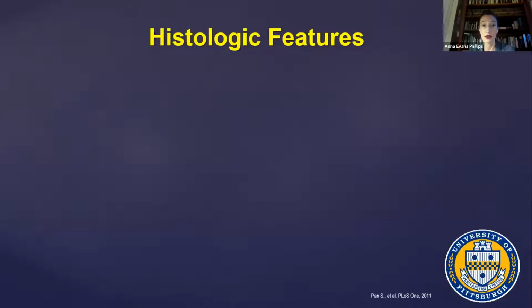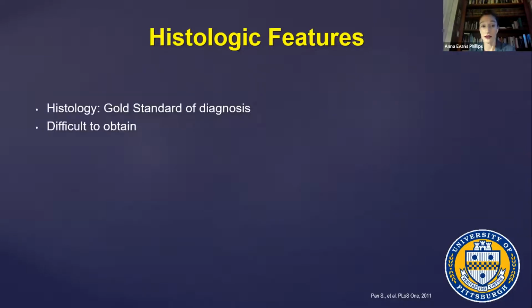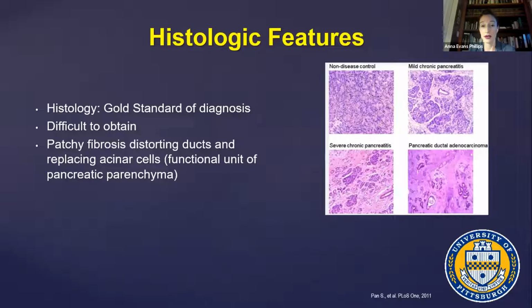Now, the kind of gold standard for chronic pancreatitis would be histology. In other words, a sample of the pancreas that comes directly from the organ itself, which could be compared to other samples. However, this is, as you can imagine, very difficult to obtain, mainly because we don't frequently biopsy the pancreas. That can certainly result in acute pancreatitis, and so this is avoided unless it's absolutely necessary or there's an appropriate clinical situation in which to do so. But what you would see if a biopsy were obtained would usually, in the setting of chronic pancreatitis, be patchy fibrosis that distorts the ducts and often replaces the acinar cells, which are the functional unit of the pancreatic parenchyma.